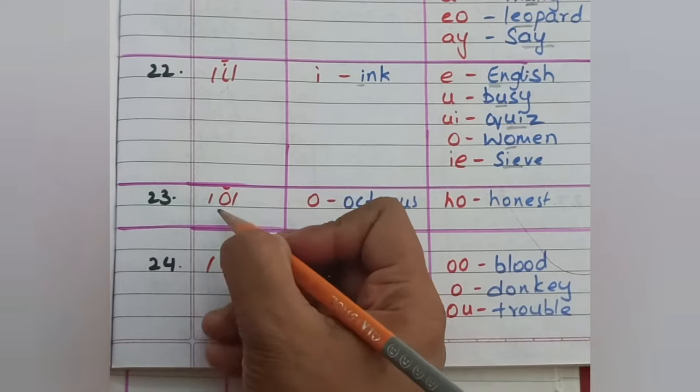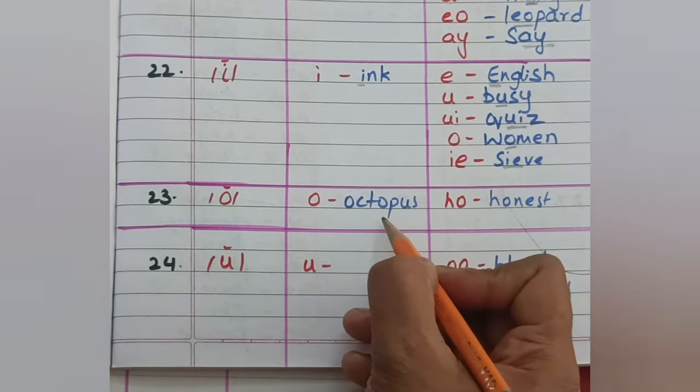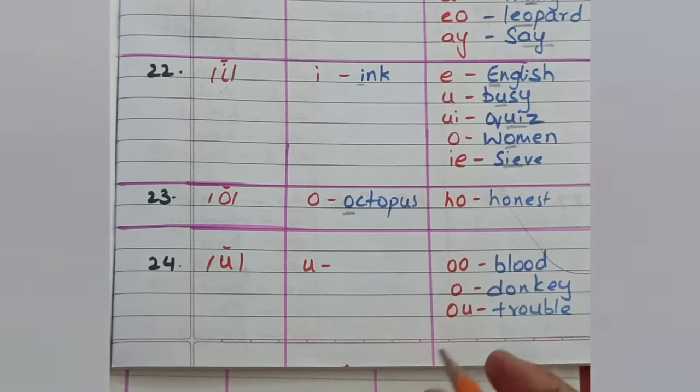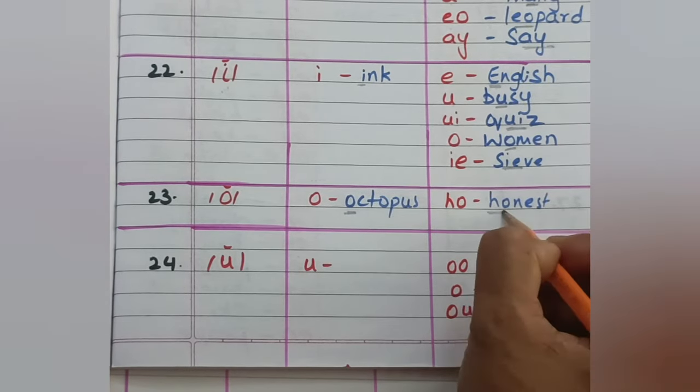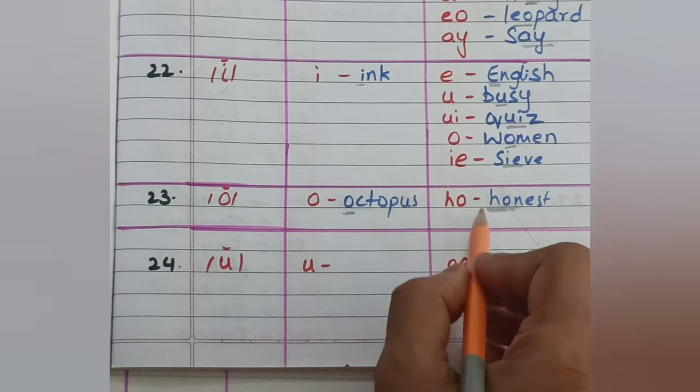And the next sound is A. Common spelling is octopus. And in honest, H-O is taking the sound of A, honest.